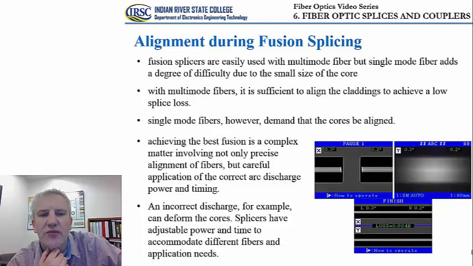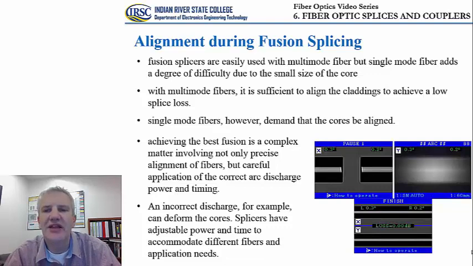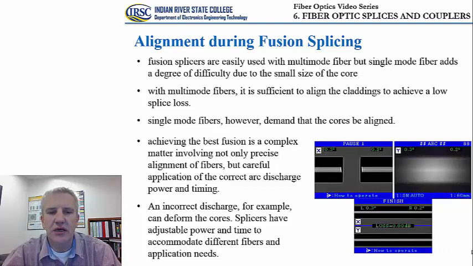So in the case of multi-mode fibers, it's sufficient to align the claddings to achieve a low splice loss. However, in the case of single-mode fibers, there is demand for the cores to be aligned. So the alignment mechanism in a fusion splicer has to be more accurate. Achieving the best fusion requires a lot of precision.